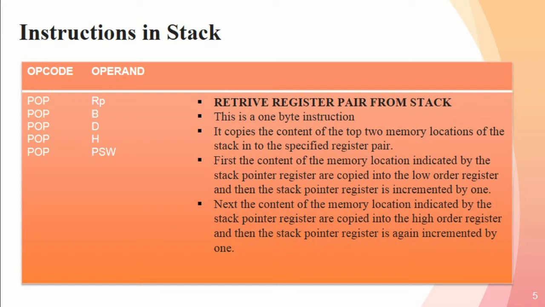First, the content of the memory location indicated by the stack pointer register are copied into the low order register, for example register L, and then the stack pointer register is incremented by 1. The content of the next memory location are copied into the high order register, that means register H, and the stack pointer register is again incremented by 1.